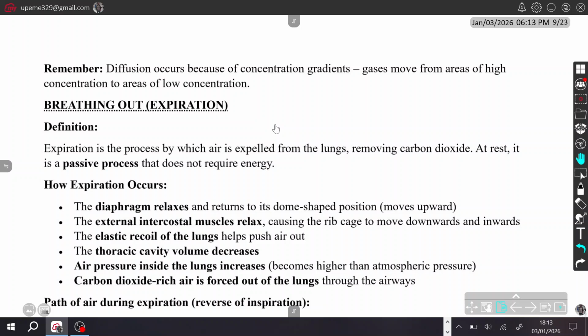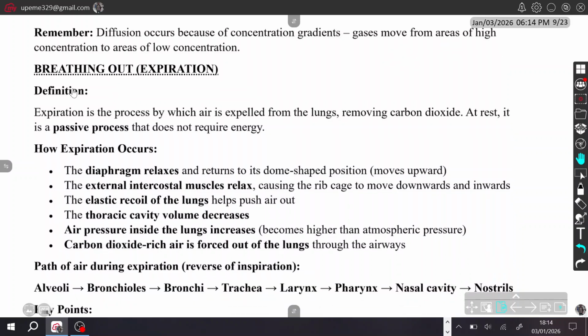And therefore, automatically, there will be movement of that thing from the region where it is in high concentration to the other region where there is low concentration, to bring about what we call concentration equilibrium. There should be equilibrium, or equal concentration. So gases move from areas of high concentration to areas of low concentration. That was just a reminder.